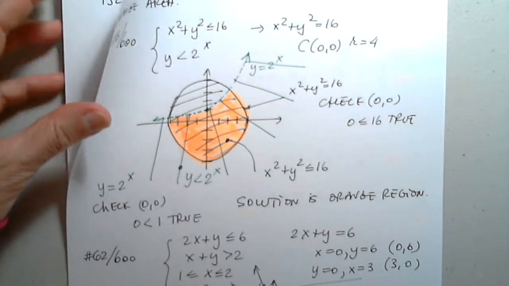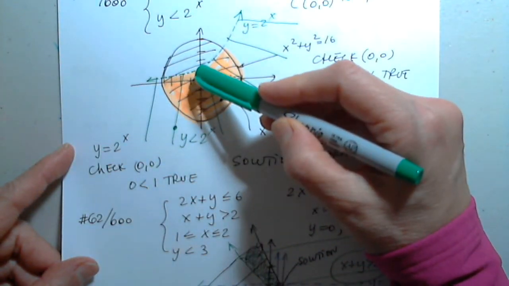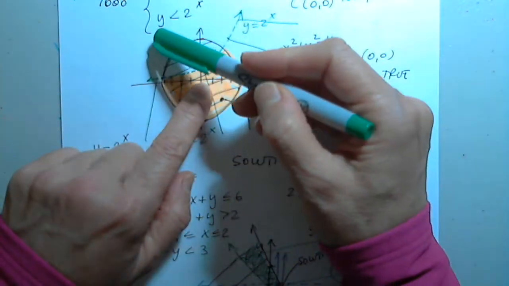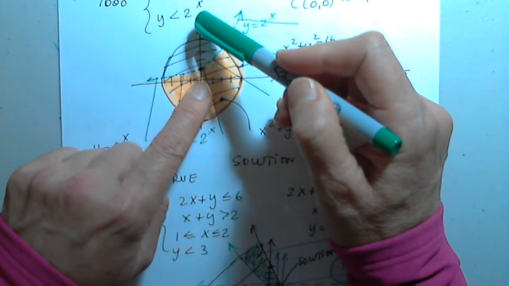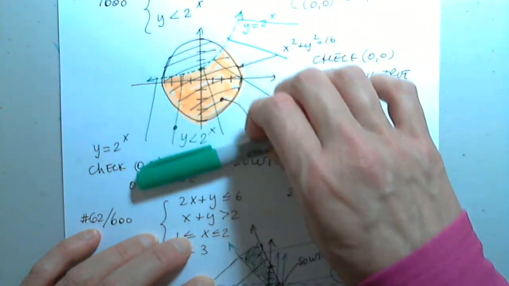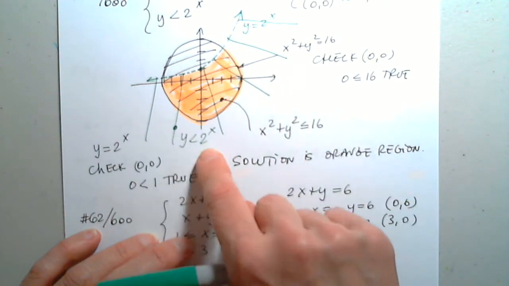The same thing here with 2 to the x. We know the graph. It passes through 0, 1. And when we plug in 0, 0, 0 is less than 1. That's true. So I have to shade in this area as you see it here.